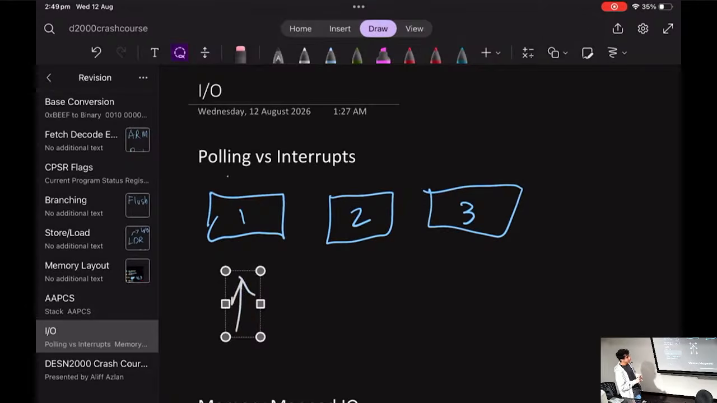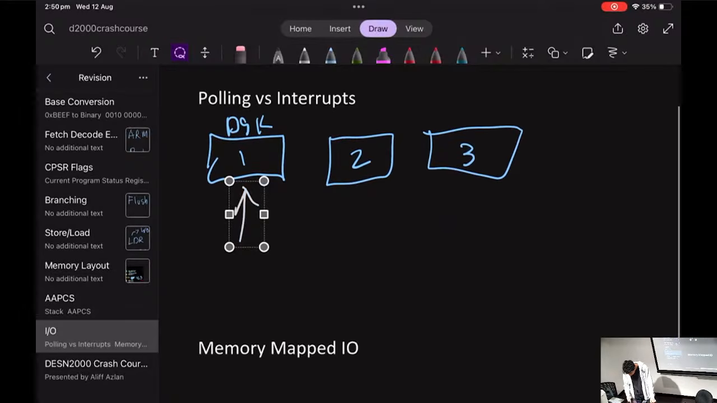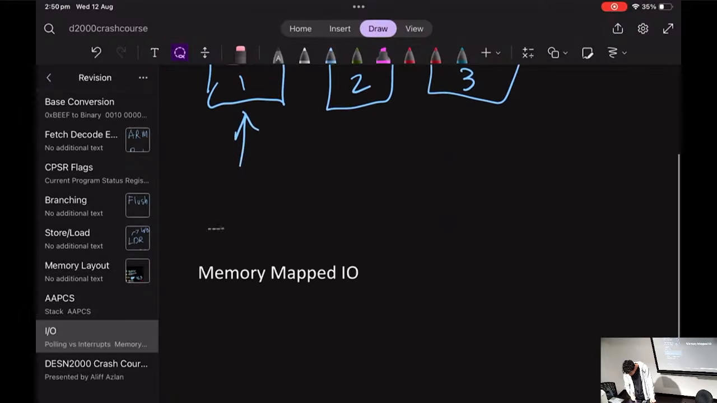For example, let's say this is a hard disk, and it's reading data pretty often. You might spend a long time polling on this task, which means you're wasting CPU time on something that could be doing something else, which is why we have an alternative, called interrupts.